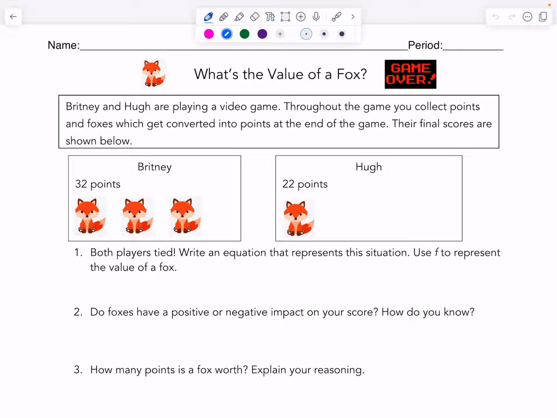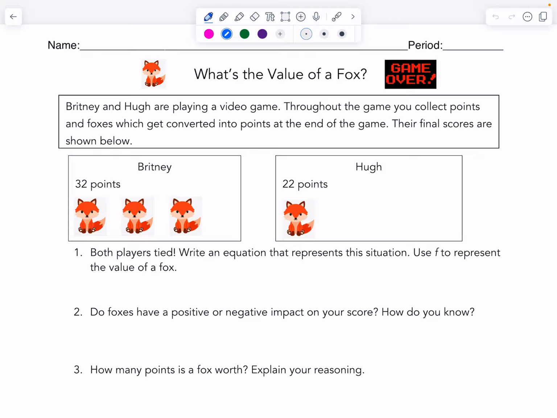Brittany and Hugh are playing a video game. Throughout the game, you collect points and foxes, which get converted into points at the end of the game. Their final scores are shown below. So Brittany has 32 points and 3 foxes, and Hugh has 22 points and 1 fox.